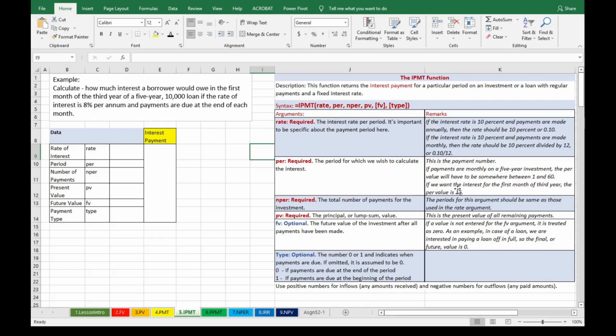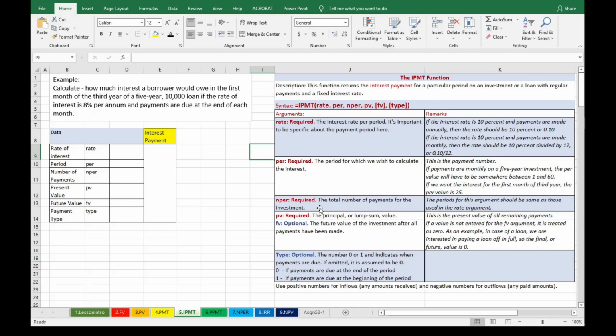Now suppose you want to calculate interest for the first month of the 3rd year. The value will be 25, because for the first year it is 12 months, and for the second year it is another 12 months, meaning 24 months, and the first month of the 3rd year means 24 plus 1 month, which is 25.